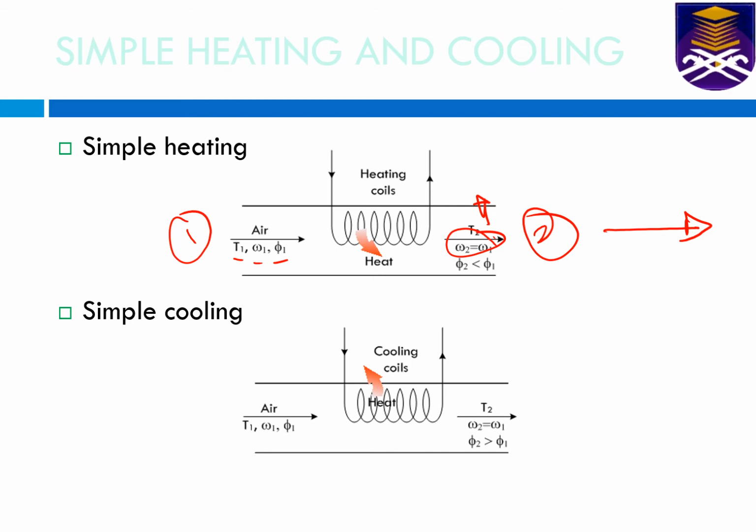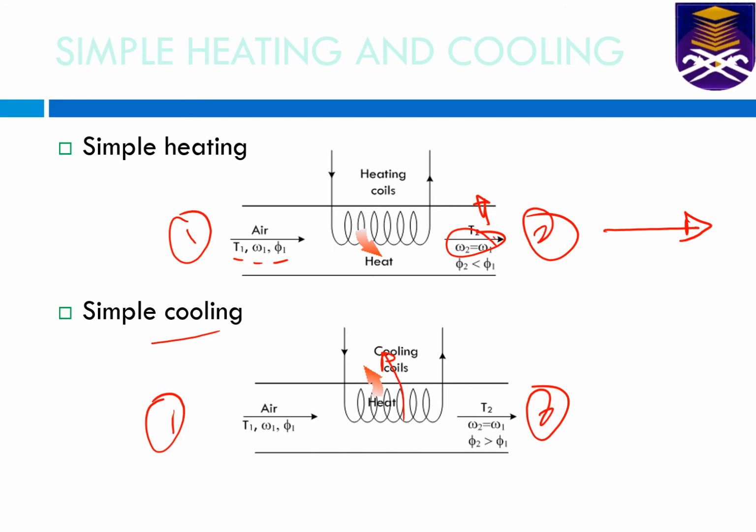We're going to look at why it is constant, but the relative humidity will be reduced. We're going to look at that as well. Or if you have a simple cooling, where the air goes from a higher temperature to a lower temperature, it passes through a cooling coil or evaporator from state 1 to state 2. So, simple heating and simple cooling.